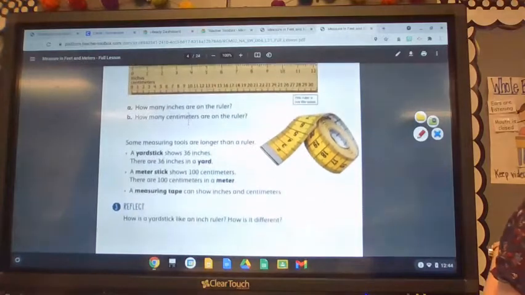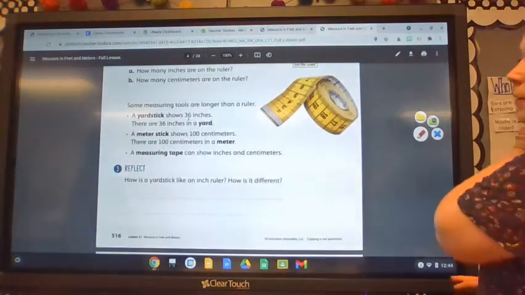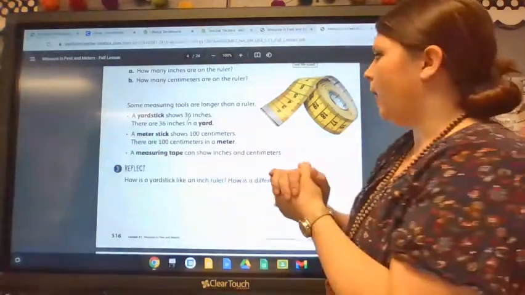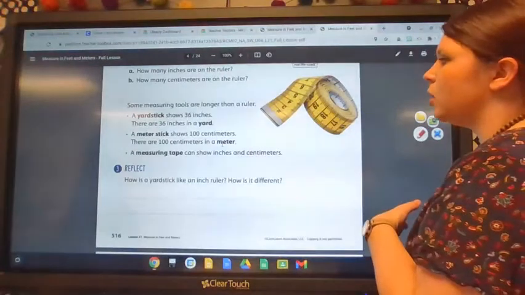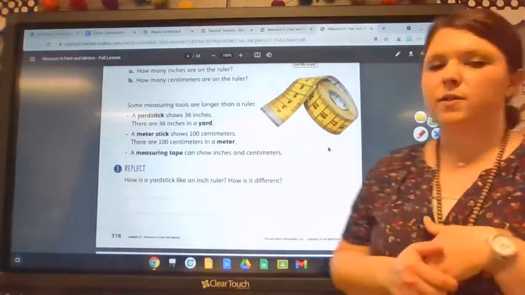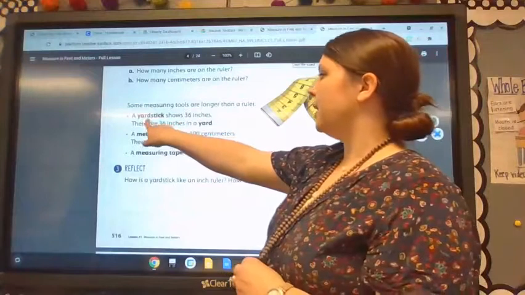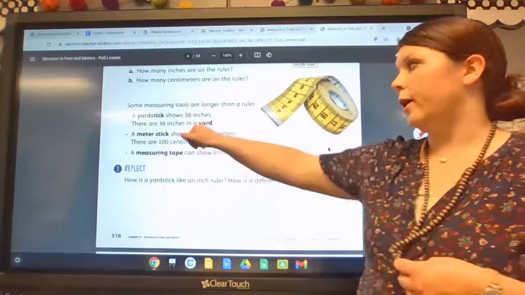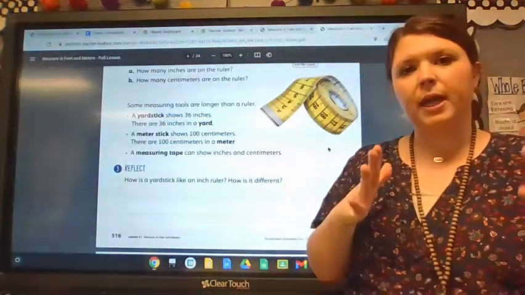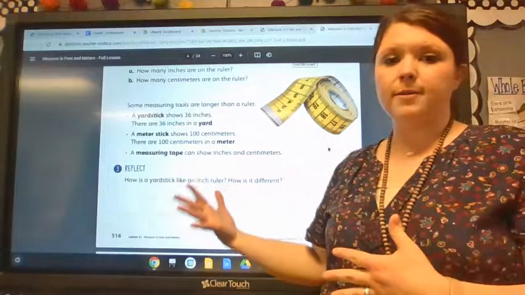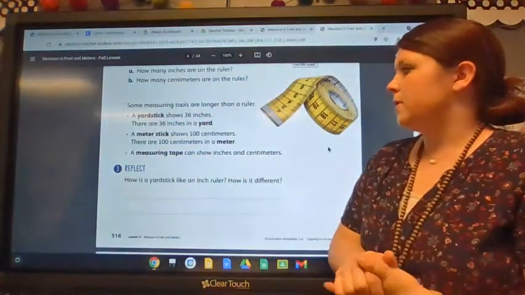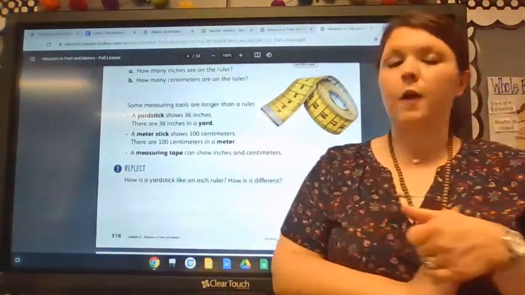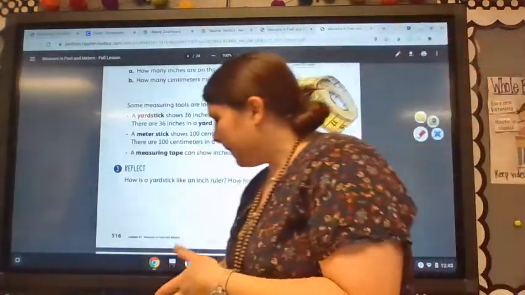All right, now let's go ahead and look at some other measuring tools that we have. You see a picture of this measuring tape over on the side. Measuring tape can also look different. Maybe it's in a hard case and you pull it out. So there are measuring tools that are longer than a ruler, longer than 12 inches or 30 centimeters. So we have a yardstick, and that's 36 inches. And there are 36 inches in a yard, and that's why it's called a yardstick. So a foot is 12 inches, and a yardstick is 36 inches. We can also have a meter stick, which shows 100 centimeters. So there are 100 centimeters in a meter.